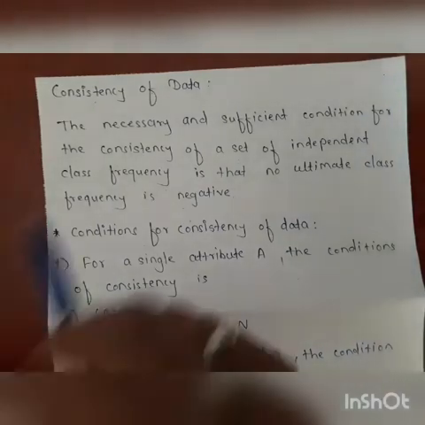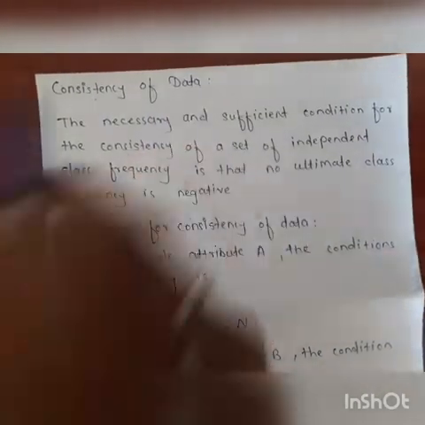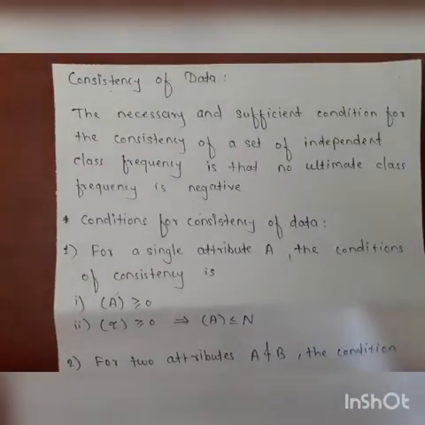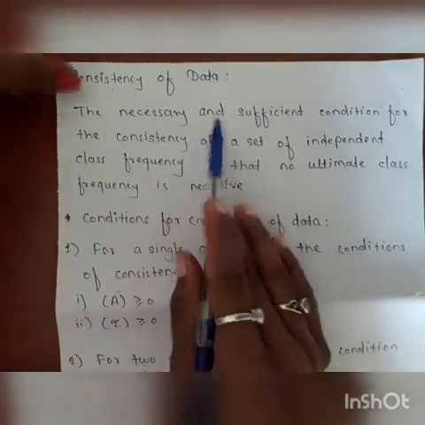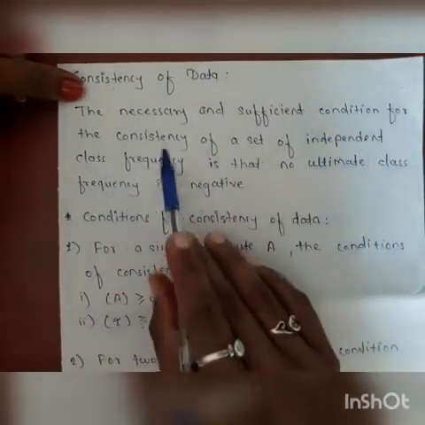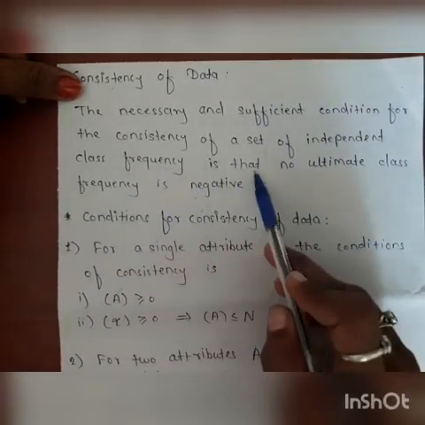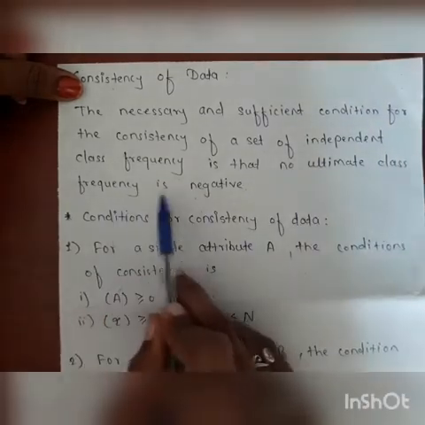Hello student, our next point is consistency of data. Consistency of data is of two types, consistent or inconsistent. If some frequencies are found to be negative, then the data is said to be inconsistent. And if the frequencies are non-negative, that is positive, then the data is said to be consistent. The necessary and sufficient condition for the consistency of a set of independent class frequencies is that no ultimate class frequency is negative.